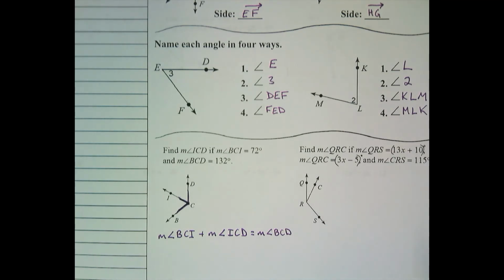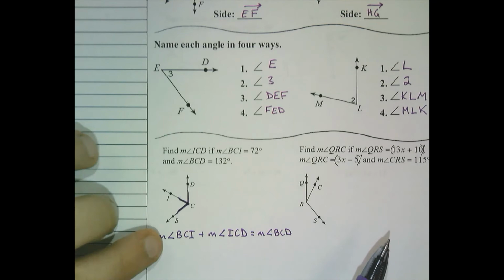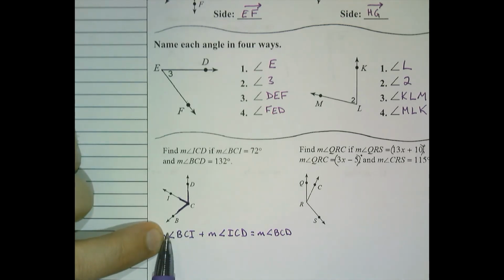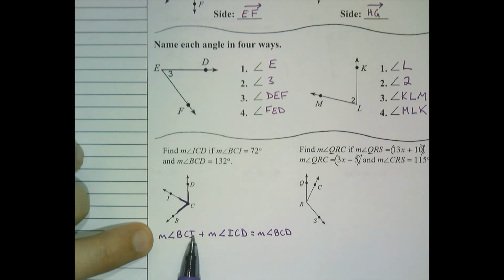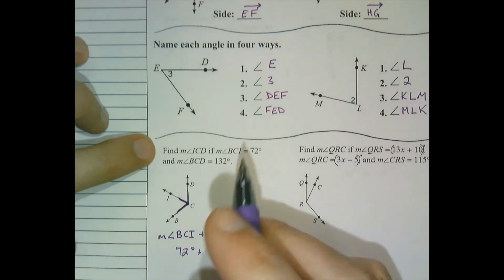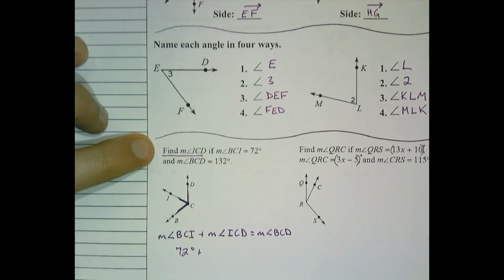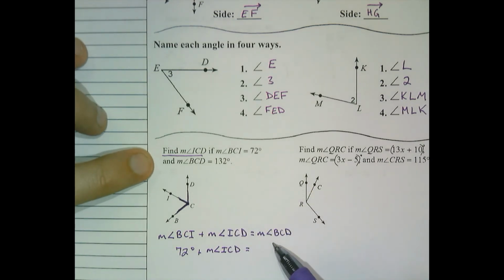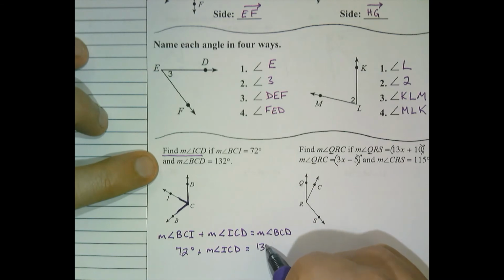So in this case, because I had more than one angle in the drawing, I really needed to rely on that 3-letter notation. The M here refers to measurement. Without the M, this would be the shape of the angle, and with the M, it means it's the measurement of that angle. So the measurement of angle BCI is 72 degrees. The measurement of ICD, well, that's what we're trying to find. We don't know that, so I'm just going to leave that as the variable measurement of angle ICD. And then they tell us the measurement of BCD is 132 degrees.